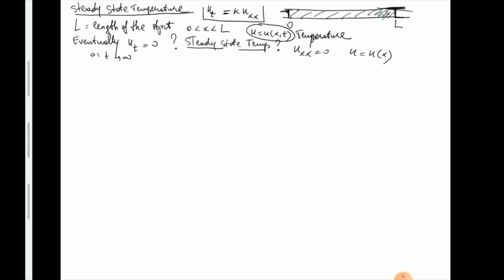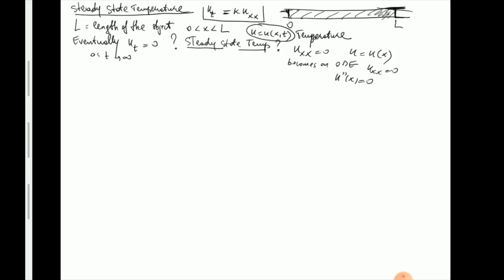So basically, the steady state temperature in the one-dimensional case is just a simple differential equation, an ordinary differential equation. So this becomes an ODE, an ordinary differential equation. So you could even replace u_xx equal to 0 with u double prime of x equal to 0.